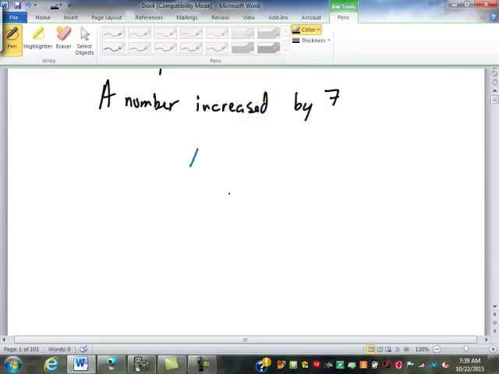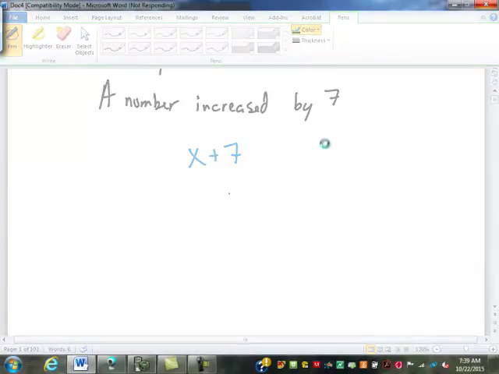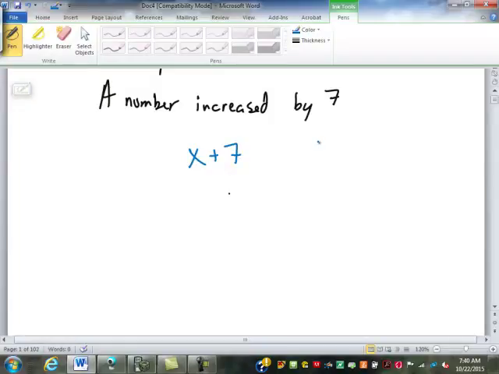X plus 7, N plus 7, whatever letter we want to use in there. Could I write 7 plus X? Yeah, remember addition, we can change the order of the two numbers and it doesn't affect anything. We use the word commutative. I didn't ask you to remember that word, but just remember that it's possible.